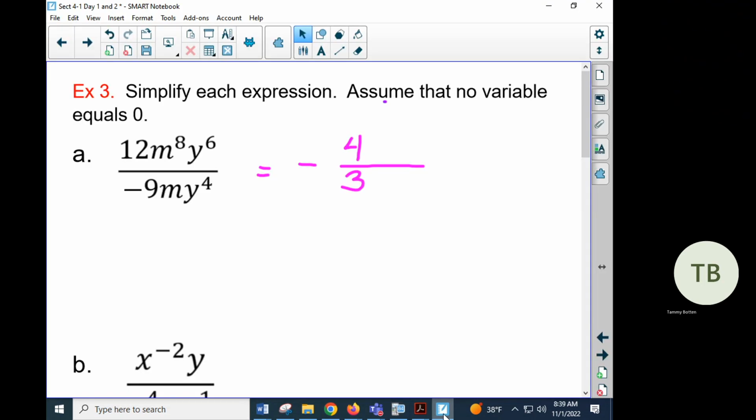Okay, now we have 8 M's on top, 1 M on the bottom. So I subtract 8 minus 1 is 7, and that M to the 7th goes on top. And then 6 Y's on top, 4 here, I subtract, I get 2. 6 is bigger than 4, so the Y squared goes on top.